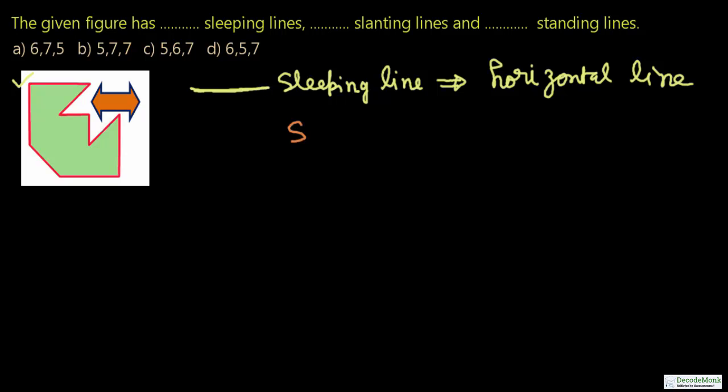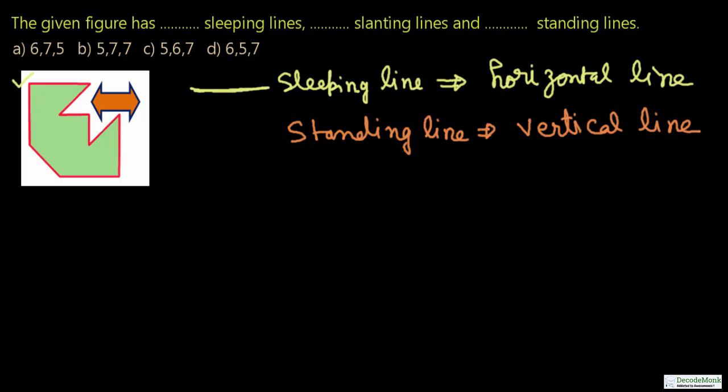Next, let us see what standing lines are. A standing line is simply a vertical line. How do we stand? We stand vertically on the ground. So that is a standing line.